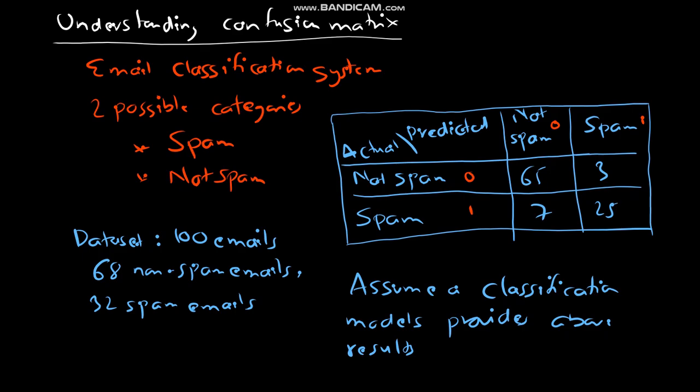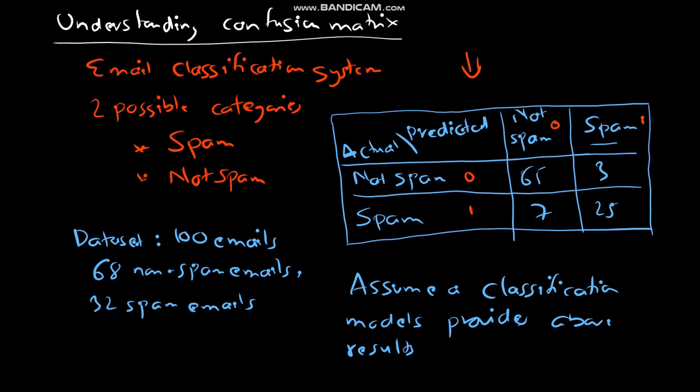So what is a confusion matrix and how is it represented? A confusion matrix is a table that visualizes the performance of a classification model. It breaks down the predictions into four categories based on the actual and predicted class: true positive, true negative, false positive, and false negative.